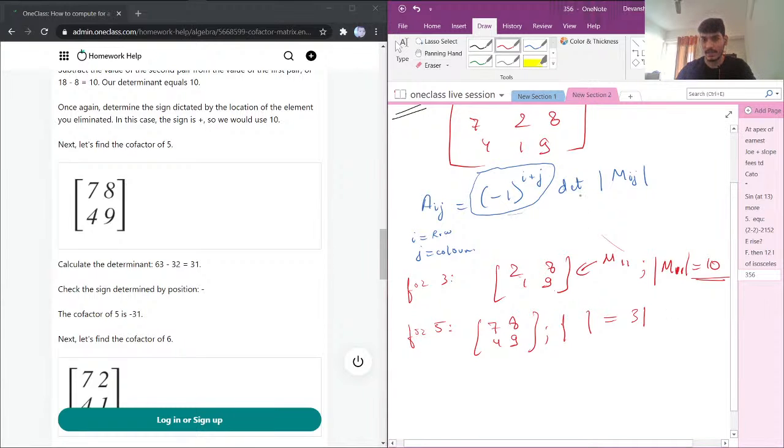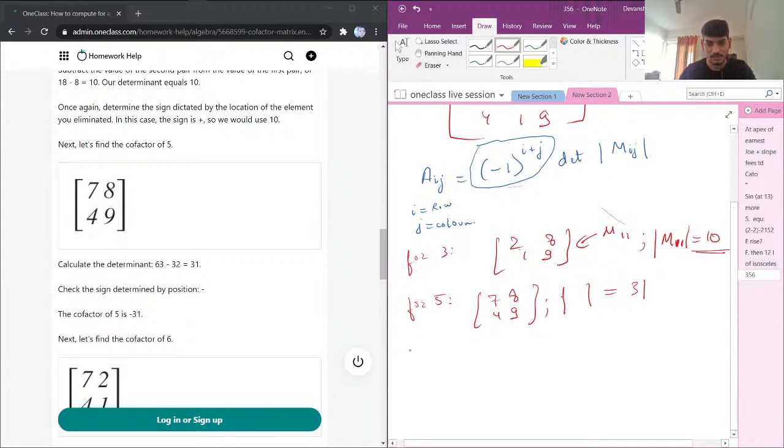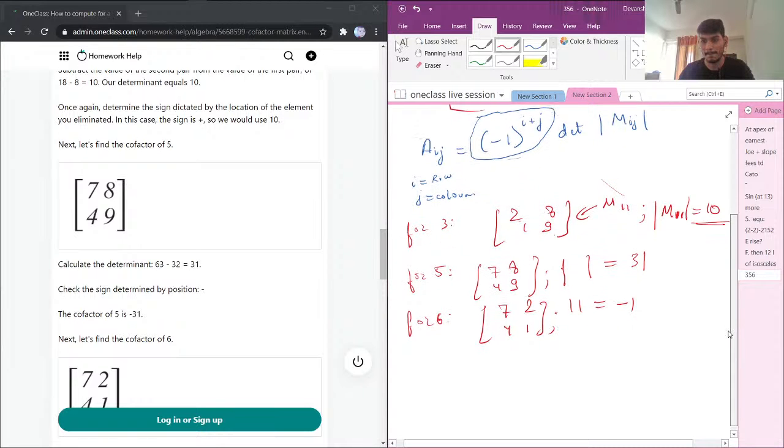Then again we will be calculating the cofactor of 6. For the cofactor of 6, I'll block this row and this column. So my minor matrix will be 7, 2, 4, 1. For 6, the minor matrix is 7, 2, 4, 1. The determinant of this will be 7 minus 4 times 2, which will be negative 1.